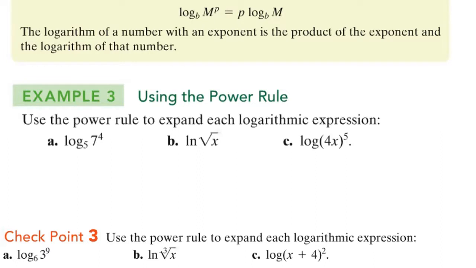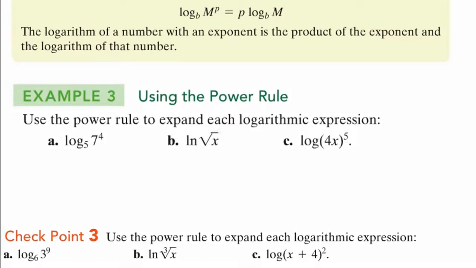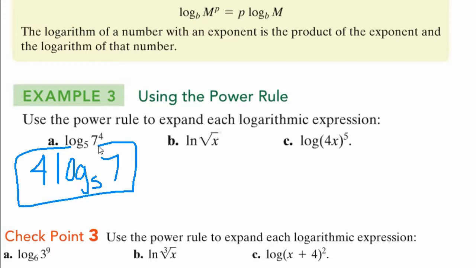Power rule. So when there's a power, I bring it down to the front. So if I look at this first one, it's pretty straightforward. I just bring that 4 to the front. So I get 4 times log base 5 of 7. That can't simplify because 7 can't be rewritten in terms of 5 as a base.